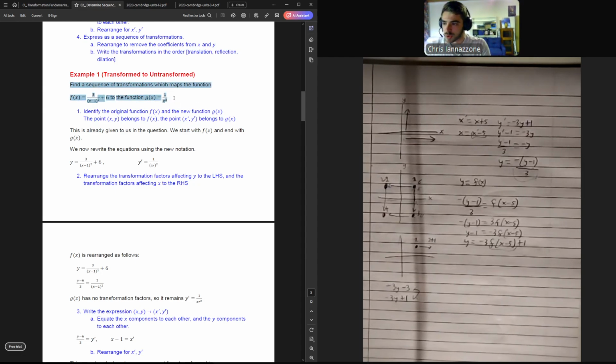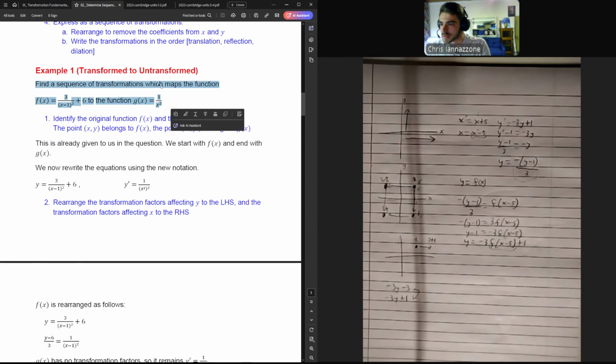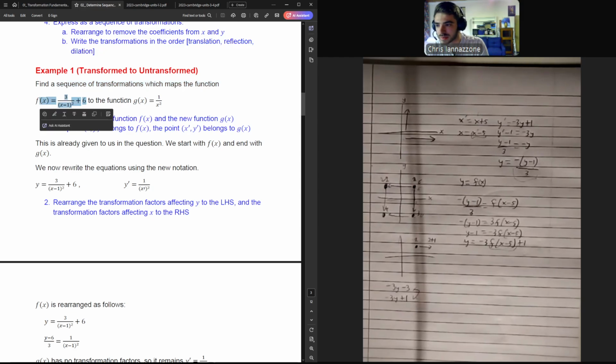So, a typical question might look something like this. In this case, we're going from a transformed truncus, right? It's got all these translation and dilation factors in there, to an untransformed one. And we're trying to figure out what would it take to go from this f of x to g of x.